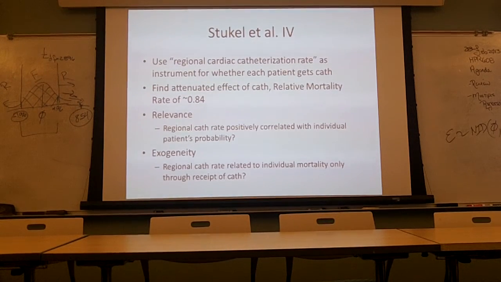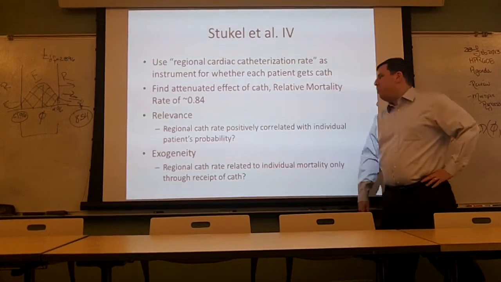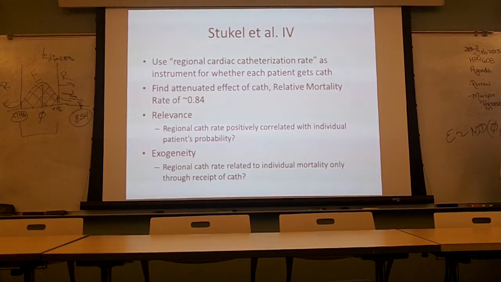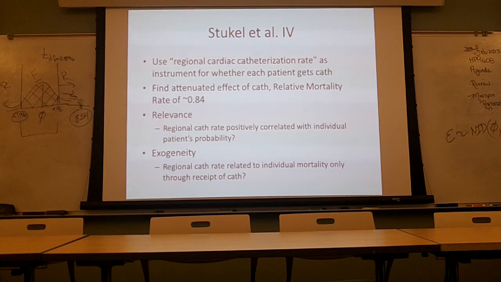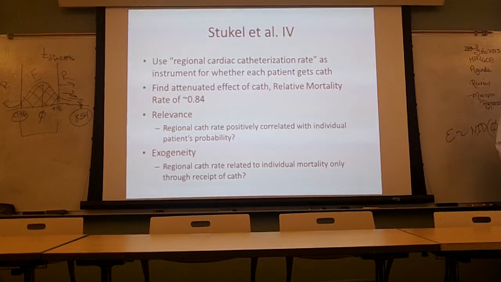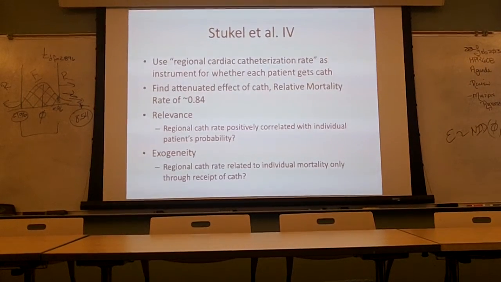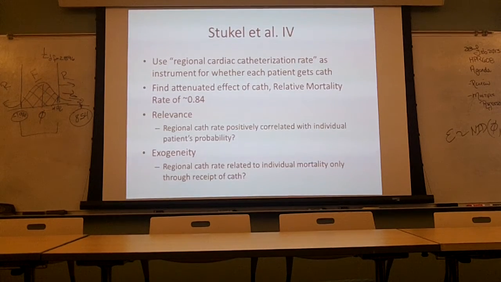Well, the two main criteria are relevance and exogeneity. Is it relevant? Is the regional cath rate positively correlated with individual patients' probability of getting cath? Yes, it is. I can't remember if they used lags or not. They probably should have. It kind of is by construction a little bit, so there's some question of whether you're setting it up to win. But that's fine. Of course it is. You live in an area with an intensive rate, you're more likely to get it. That makes sense. The exogeneity criteria, though, may be a little more squishy.